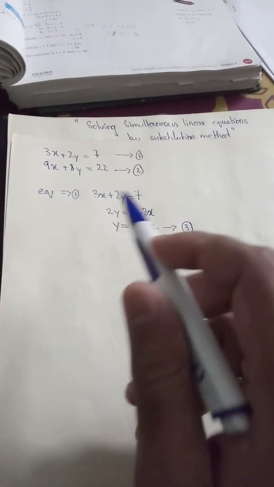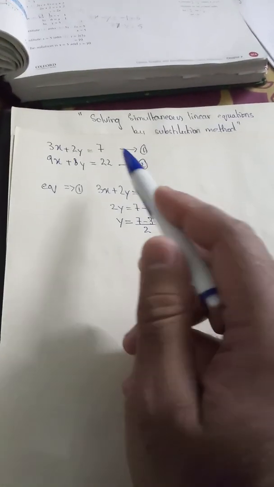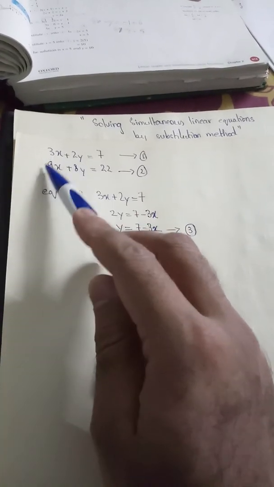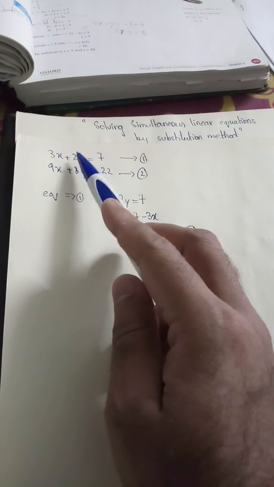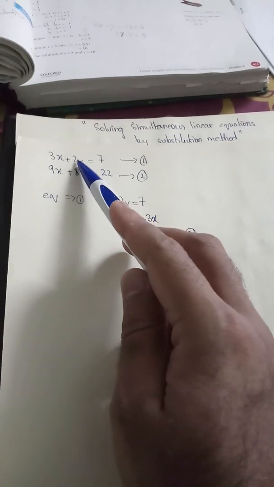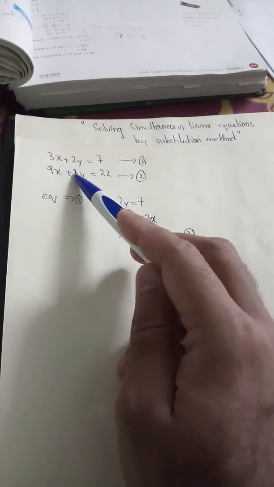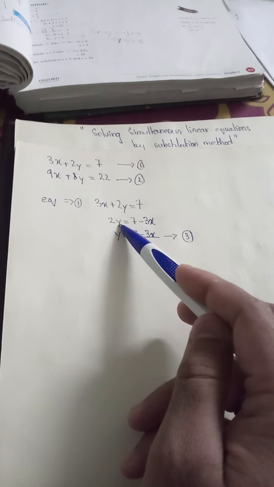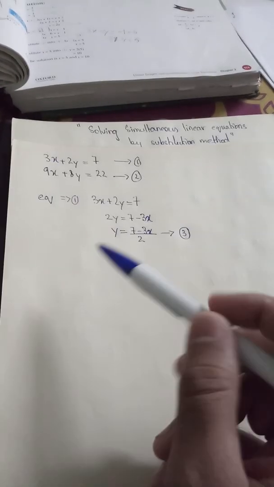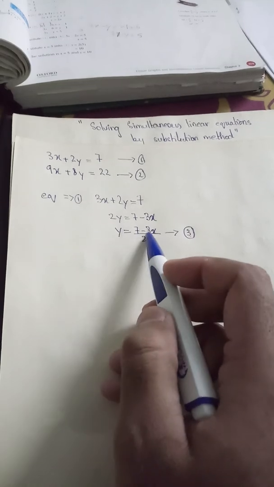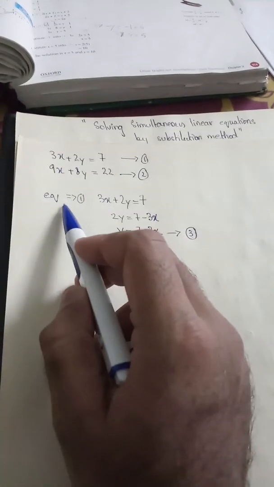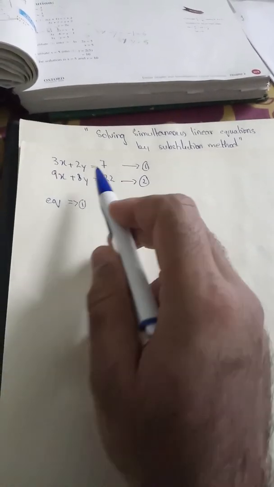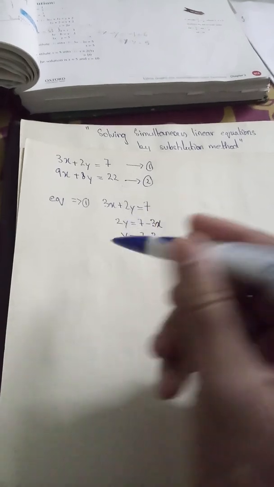Again, revising what we have done so far, I picked one equation on the basis of coefficients. This time I don't have any 1 in equation 1 or 2, so I picked the number which is the least among these four. So I am going with equation 1. I picked equation number 1, picked y and made it my subject. This is my equation number 3. I will substitute this value of y in equation number 2 because I have derived this value of y from equation number 1. I will not put it back in equation number 1. I will put it in equation number 2.